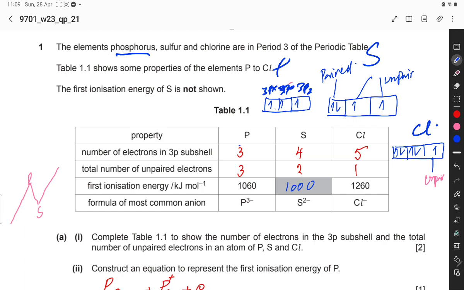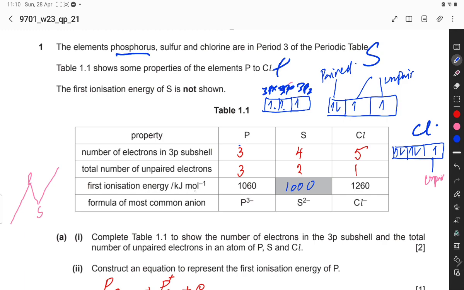Look at here, this is unpaired, 1 electron in 3px, 3py and 3pz. And in sulfur there are 1 paired, 2 unpaired, and in chlorine 2 paired and 1 unpaired.